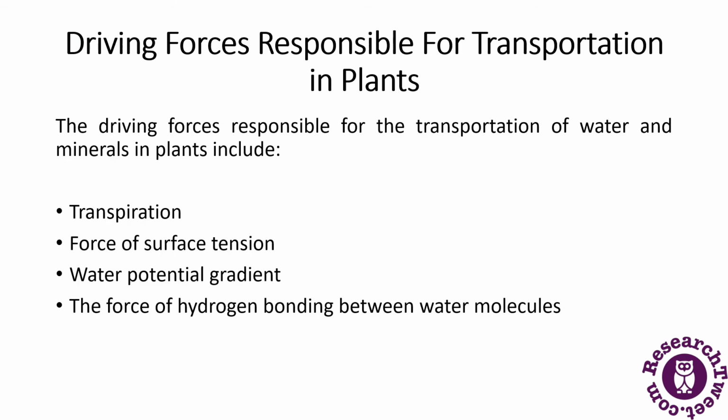Then what are the driving forces that are responsible for the transportation in plants? There are four driving forces which are being described: transpiration, the force of surface tension, the water potential gradient, and the force of hydrogen bonding between the water molecules. So these are responsible for the transportation of water and minerals in the plants. We will be discussing each of these in detail.